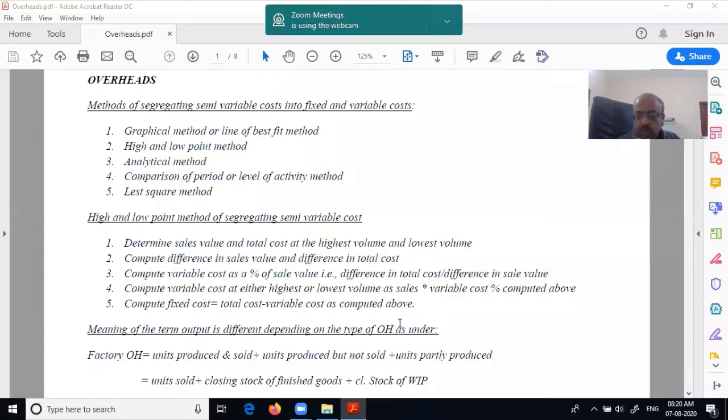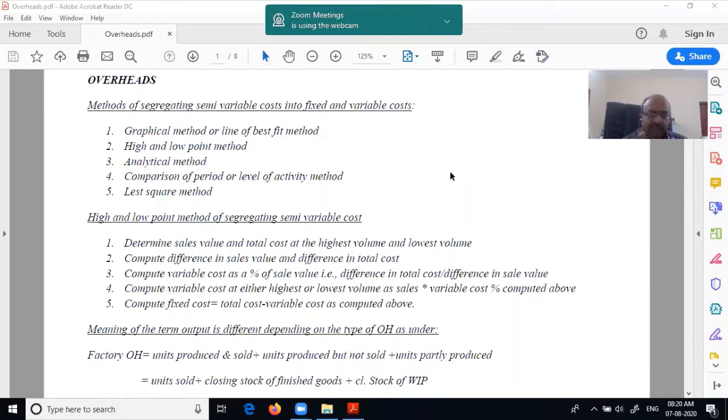So we have about 10 minutes now. Before that, we'll cover a little bit and then do the problem. We have completed the cost sheet, material, and labor. The next important thing under this is overheads, which is very important because conceptually a lot of students have problems with this.